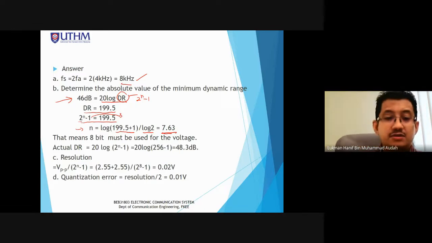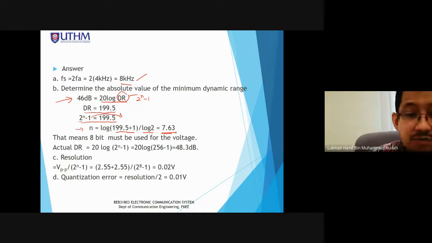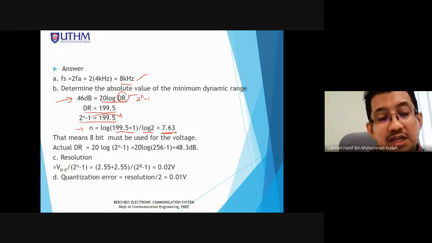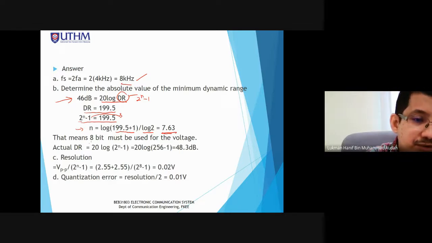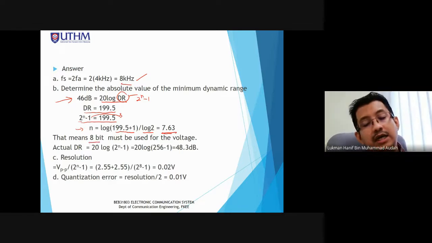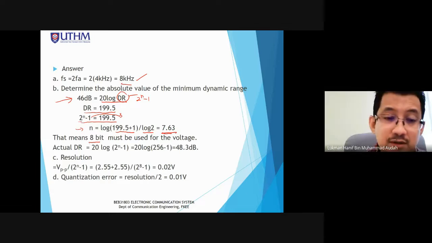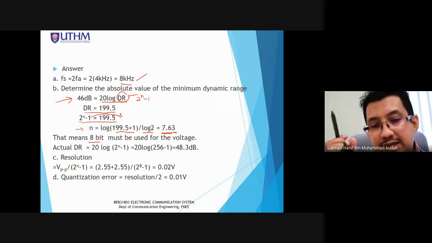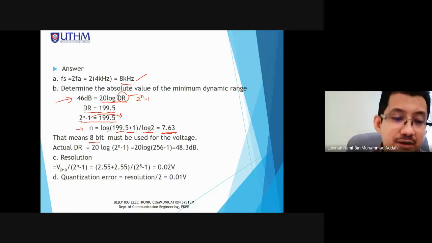So how come this is a 7.63? So what to do? Okay, that means the minimum bit that we must use is 8 bit. Kita tak boleh gunakan 7 bit kerana sistem ini memerlukan 7.63. So paling kurang kita guna 8 bit.